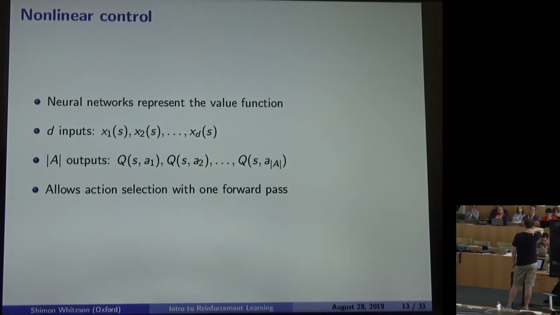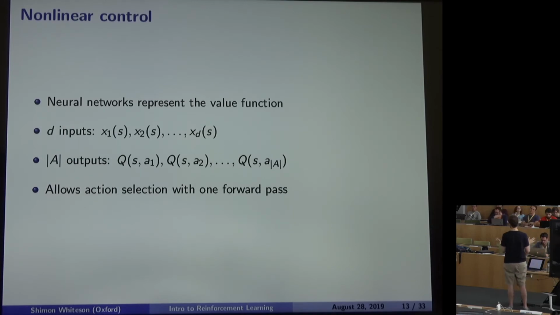Okay, so if we want to do control with a nonlinear function approximator like a neural network, then the canonical thing to do is, again, we have one input for every one of our state features, but now instead of having one output, we have one output for each available action.